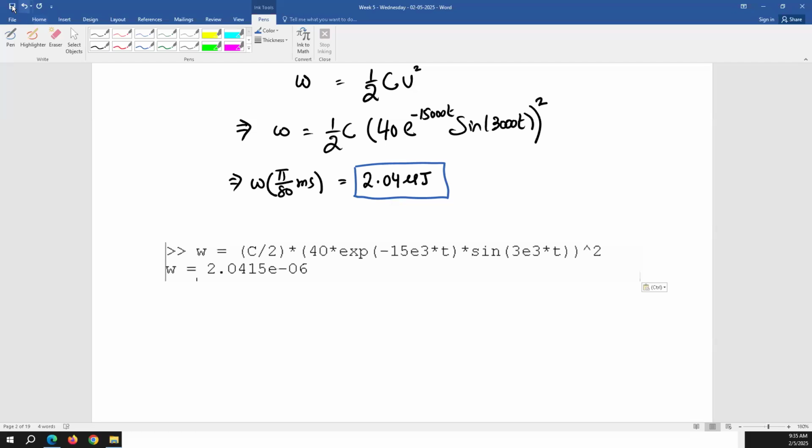All right. So in this problem, we calculated 3 things. Given the voltage expression, we calculated current. We saw that the current can change instantaneously. We also calculated the power at a specific instant of time and the energy that is stored in the capacitor at the same instant of time.